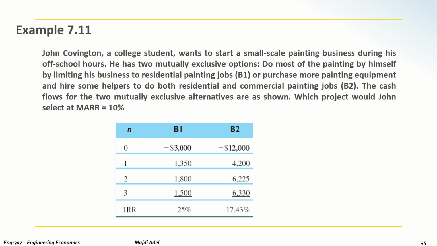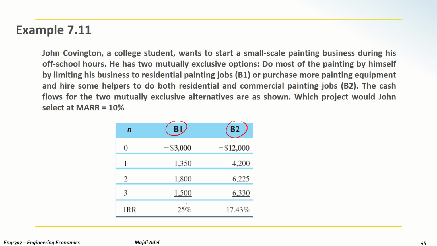The other option is to purchase more painting equipment and hire some helpers to do both residential and commercial painting jobs, B2. The cash flows for the two mutually exclusive alternatives are as shown below. Which project would John select at a MARR of 10%? And this is the cash flow for B1, which is doing the painting by himself, and B2, buying more equipment and using helpers.